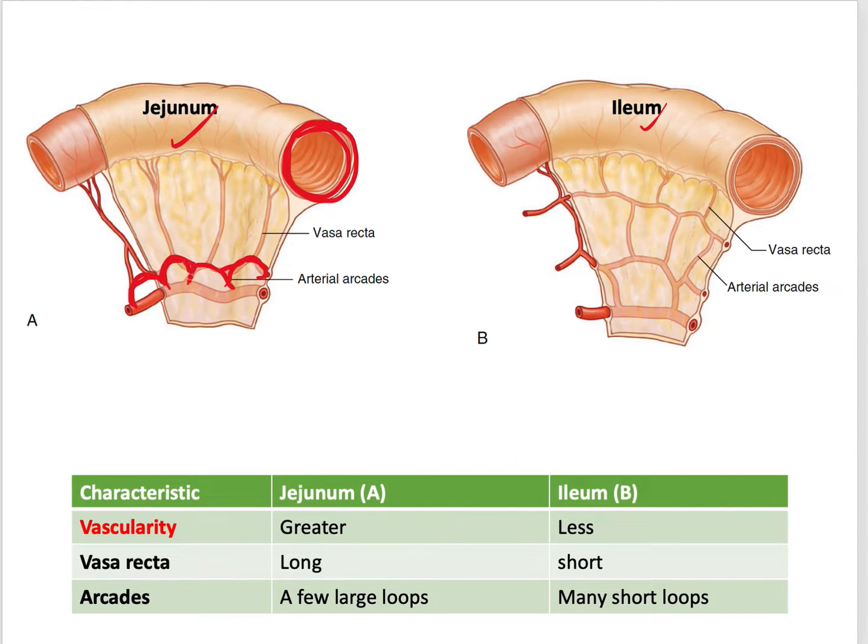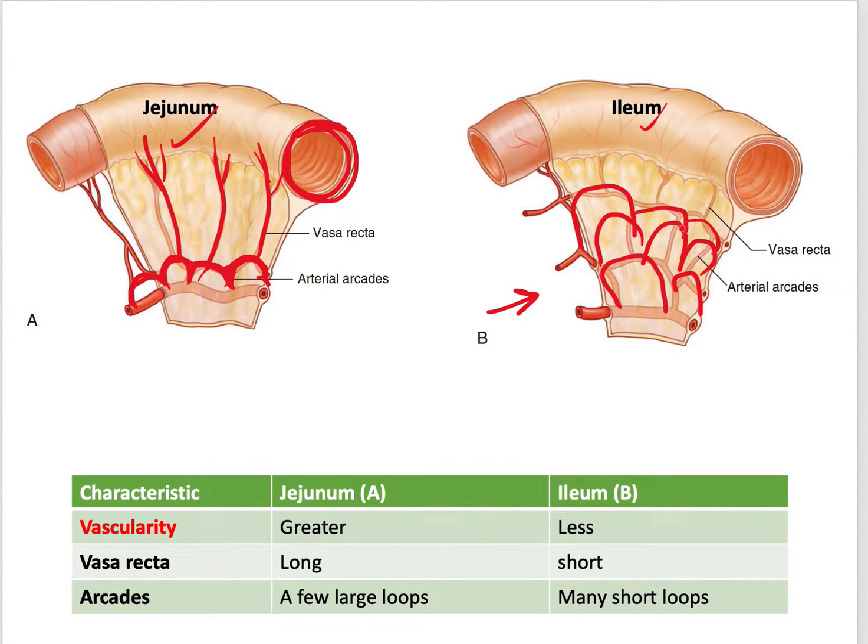So these large arcades are a little bit away from the jejunum. That's why it is connected by long vasa recta. So the jejunum has long vasa recta because it has few arcades. But if you look at the ileum, it has more than one layer, more than one row of arcades. That's why the blood vessels reach the ileum by short vasa recta. So the ileum has short vasa recta but many short loops of arcades, right? And its vascularity is less than the jejunum. So it's important to know that.